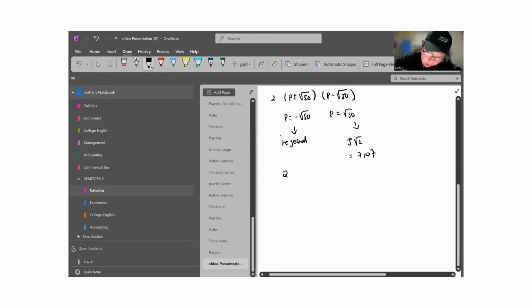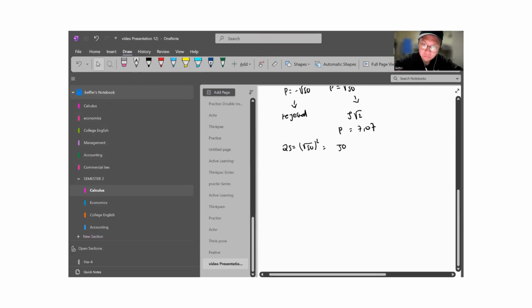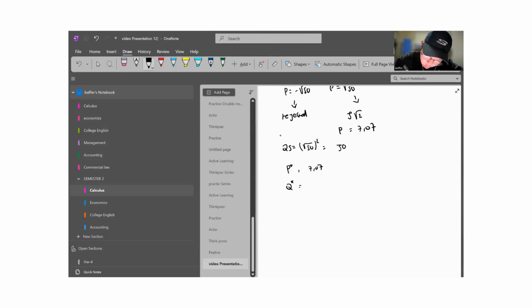So we already know this is the price. Now we substitute the price into the QS. So it will be root 50 squared, and it will be 50. So the price equilibrium is 7.07, and the quantity equilibrium will be 50.